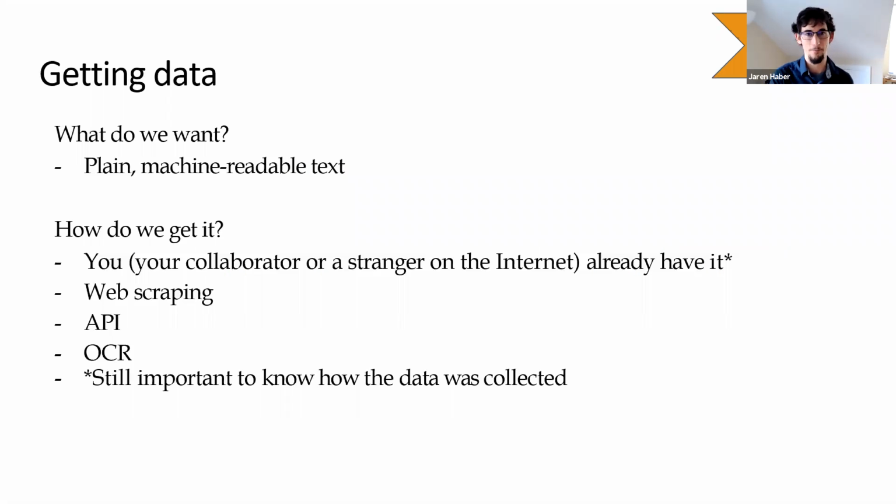So what do we want? Ultimately, we just want plain machine-readable text. It's relatively clean. You can think about things like hashtags or URLs in there. You can deal with that down the road, but first you just got to get the data. And how do you get it? You might already have it. That's if you're lucky, or you might know somebody that has it.